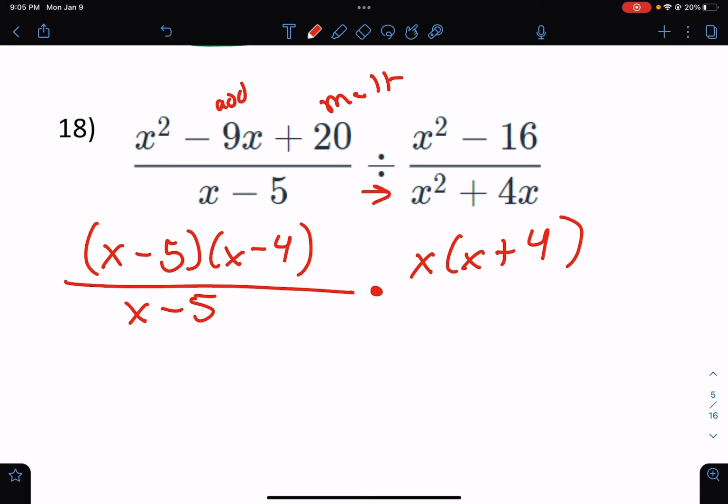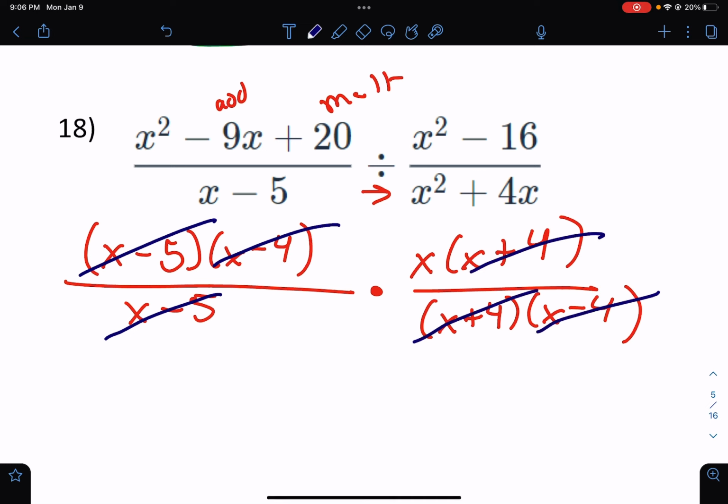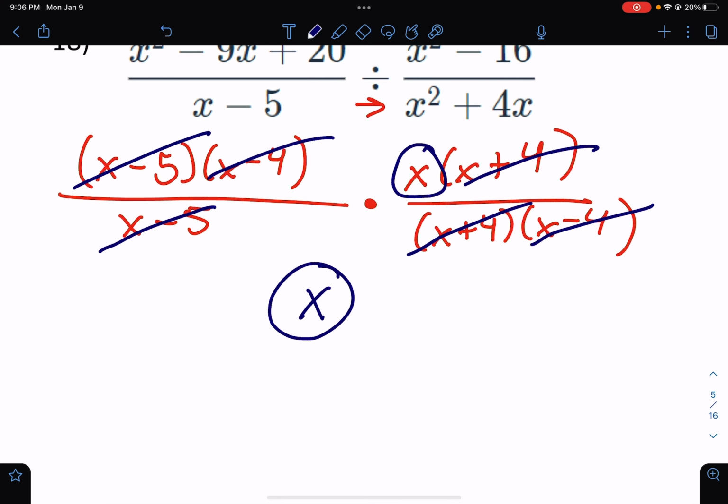All right. And then my top, which is now my bottom, is going to be a difference of squares, x plus 4, x minus 4. All right. So now we got to cancel everything that we can here. Cancel, cancel, cancel, cancel. Cancel, cancel. The only thing left is an x on top. So it's just x. All right.